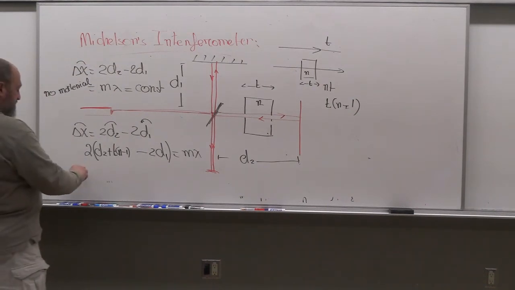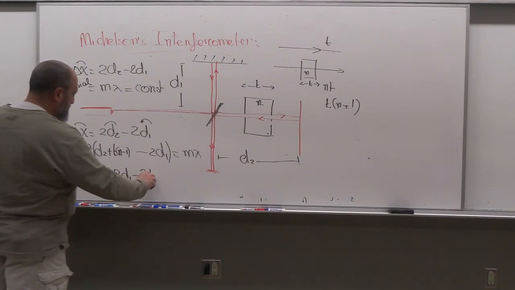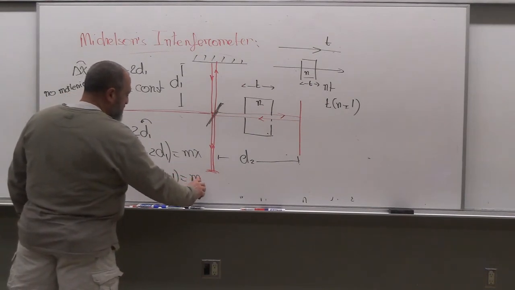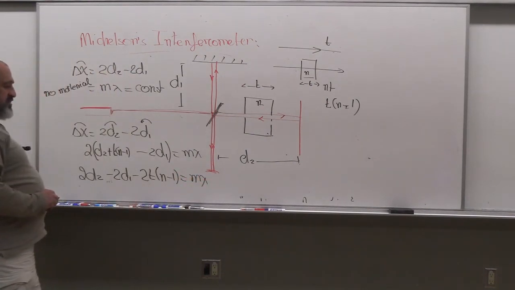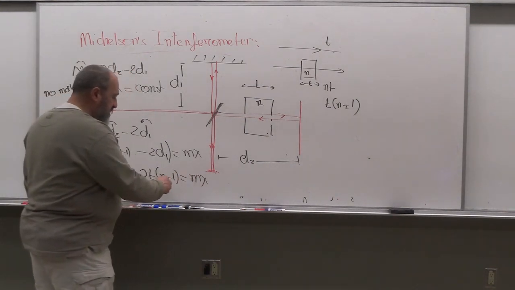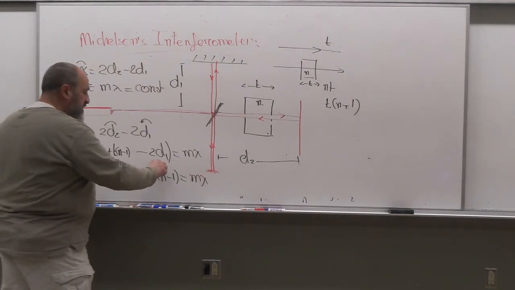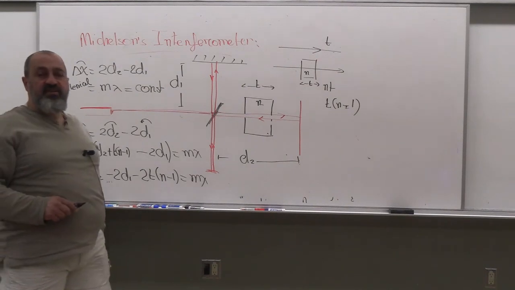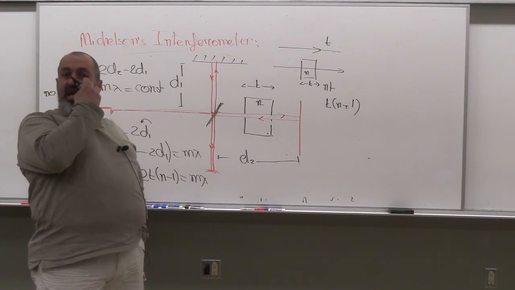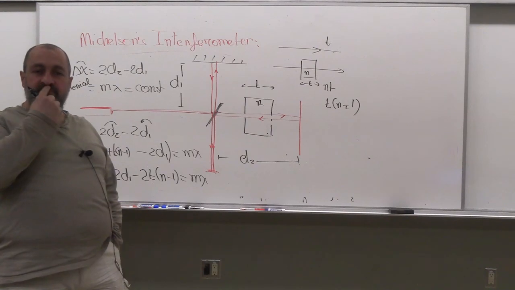So what you end up with is the following: 2d2 minus 2d1 minus 2t into n minus 1, giving you m lambda. And by looking at the telescope, you see how many interference fringes you have, and you know t, the thickness of the chamber. You can figure out what the index of refraction of this is going to be. Okay, so this is the Michelson Interferometer. We're going to pause and go on to the derivation of the intensity for the double slit apparatus.